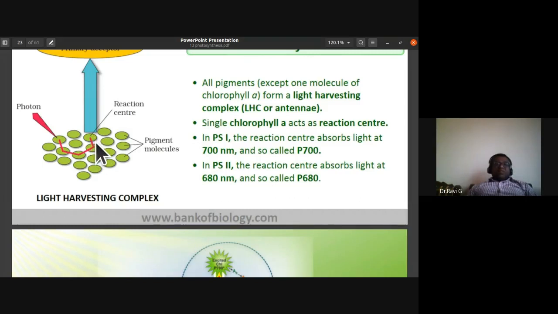In photosystem 1, the reaction center absorbs light at 700 nanometer, so photosystem 1 is also called P700. In photosystem 2, the reaction center absorbs light at 680 nanometer, and it is also called P680. So the reaction center in photosystem 2 absorbs light at 680 nanometer, and we call photosystem 2 P680.